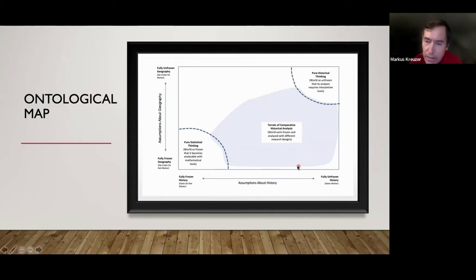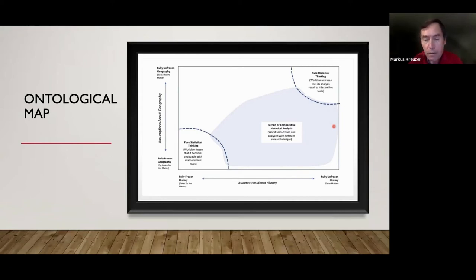The other thing this map tries to bring across, notice this lower southeast corner here, would be the logical home of comparative historical analysis. But historical analysis does not impose an ontological boundary that defines itself. Instead, it is very heterodox.